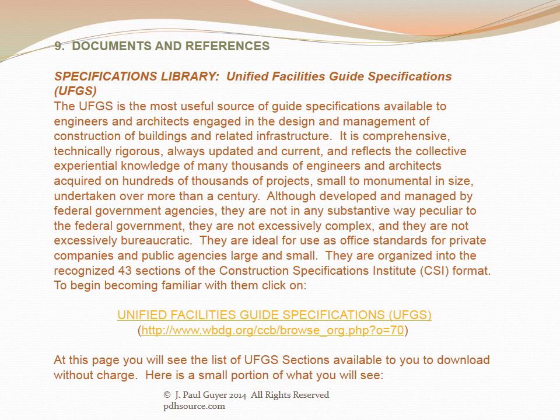Although developed and managed by federal government agencies, they are not in any substantive way peculiar to the federal government. They are not excessively complex, and they are not excessively bureaucratic. They are ideal for use as office standards for private companies and public agencies, large and small. They are organized into the recognized 43 sections of the Construction Specifications Institute format. To begin becoming familiar with them, click on the link indicated. At this page, you will see the list of Unified Facilities Guide Specifications sections available to you to download without charge. Here is a small portion of what you will see.